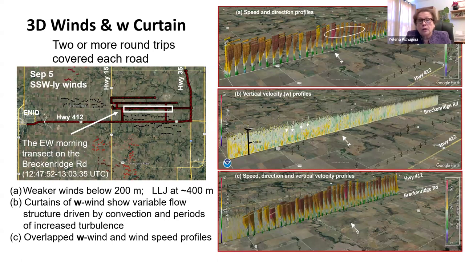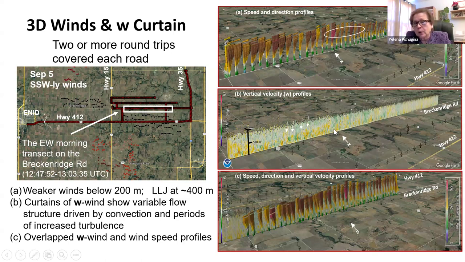Here's an example of how we can get 3D winds and W curtains. We can analyze them separately or together. And here's an example for part of our transect on Breckenridge Road. At the top, you can see profiles of wind speed and wind direction. They show from 0 to 30 meters per second. Sometimes you can see evidence of a low-level jet, relatively strong, about 25 meters per second. And at the bottom winds are lower, sometimes up to 5 or even less.